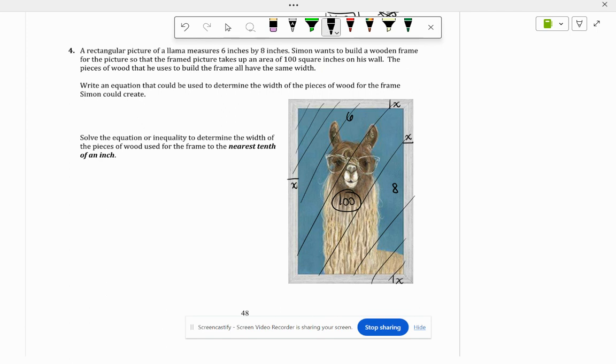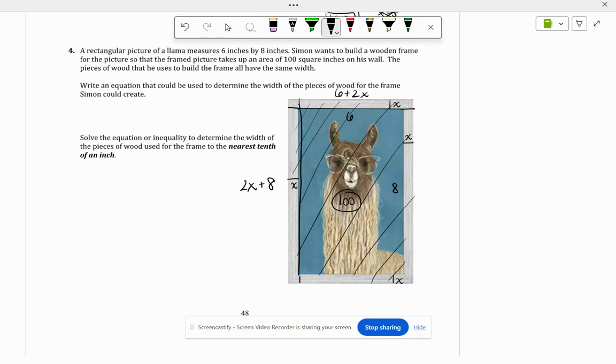Let's label that X. Write an equation that could be used to determine the width of the pieces of wood for the frame. So if I know that the picture is 8, then I need to tack on an X here and an X here. I should have the full length of this left-hand side. I want to do the same thing for the right. I have this length of the blue picture here, and then I tack on an X and an X for the width of the picture frame. So this would be 6 plus 2x. So now I have the dimensions of the picture as a whole.